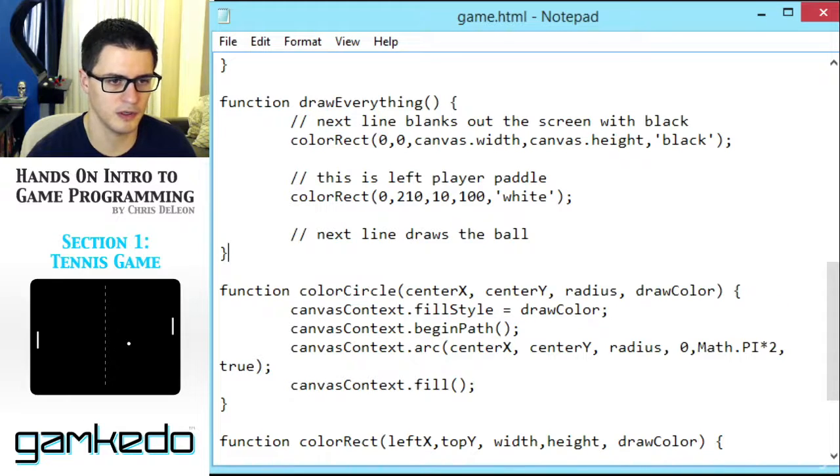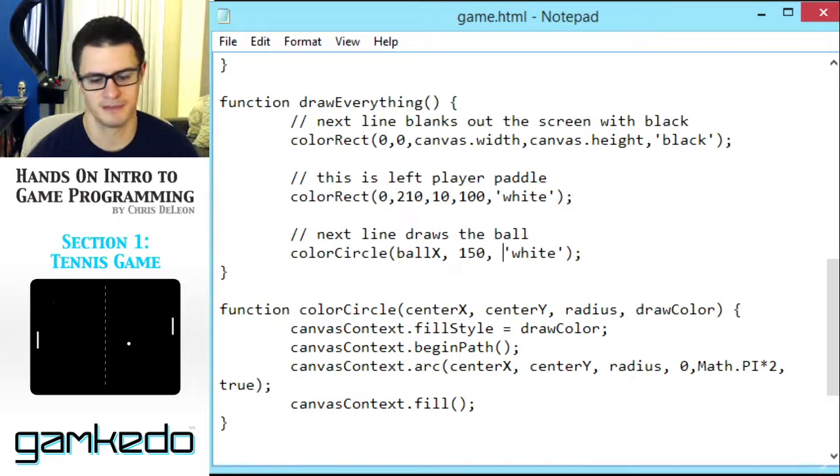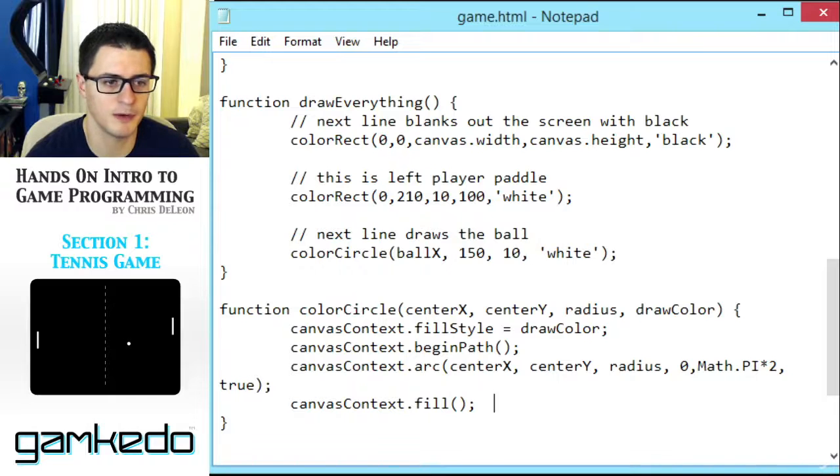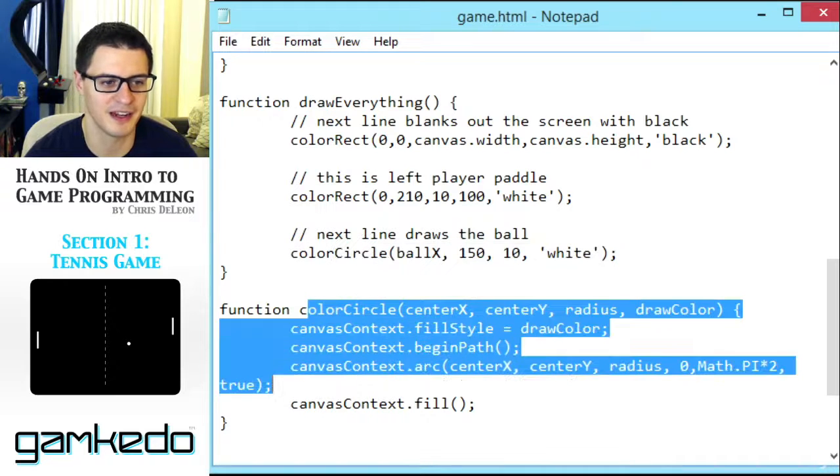Now for drawing the ball, I can just have a single line that says at ballX, position maybe 150 Y, make a white circle. We didn't give it our radius. Radius of 10. What's nice is that now that we've figured out how to draw a circle, we don't ever have to look inside this function again. We don't have to worry about it.